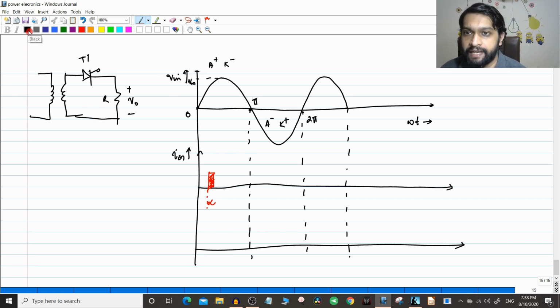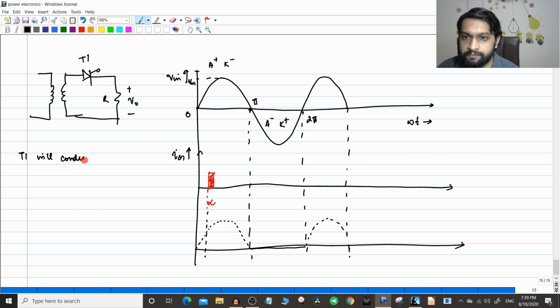The basic idea here is that in a diode rectifier, this was the output that you get. But here, only after the gate signal is applied are you going to get an output. That is the basic idea. So the conduction of the thyristor will only happen after alpha. The T1 will conduct only after alpha. So we will see the time intervals.